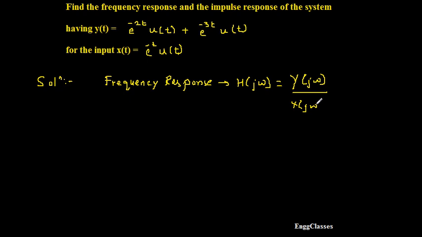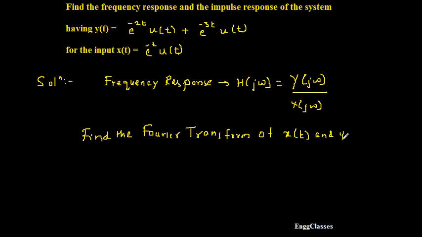So these things I can find very easily. Is that okay? The very first thing is to find the Fourier transform of x of t and of y of t. So this is the very first task we have to do.